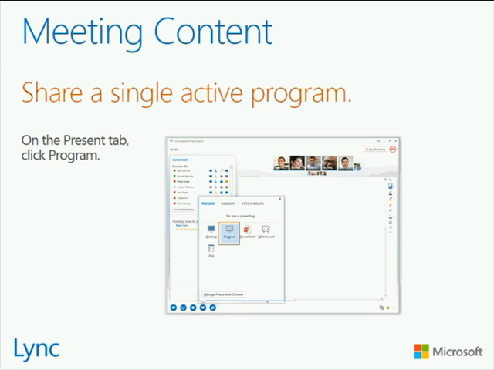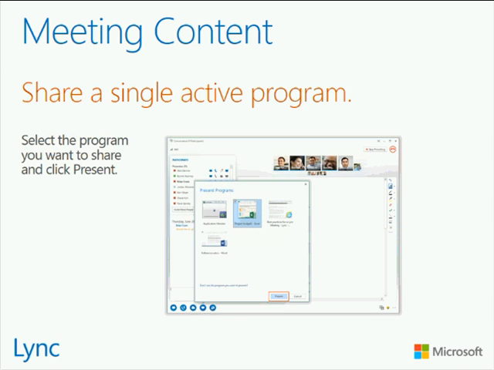To do that, from your content menu, you simply click where it says Program. And Lync will give you a visual representation of all of the applications you have open currently at that moment. This is really helpful. With the visual representation, you just need to click the box of what it is you want to share, and then click the button that says Present.